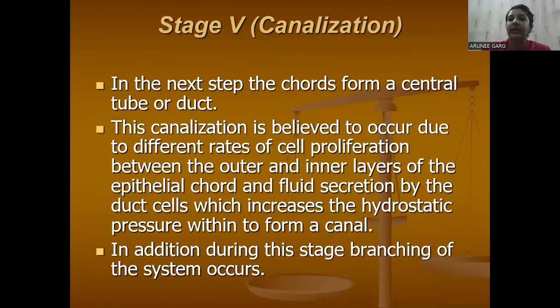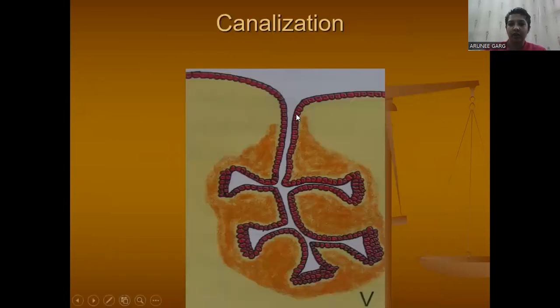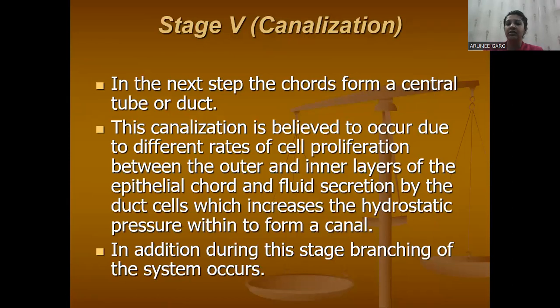Stage 5 is called canalization. In the next step, the cords form a central duct. This canalization is believed to occur due to different rates of cell proliferation between the outer and the inner layer of the epithelial cord, and the fluid secretion by the duct cells, which increases the hydrostatic pressure within to form a canal. Here you can see the canal formation between the cells. In addition, during this stage, branching of the system still occurs and continues further.